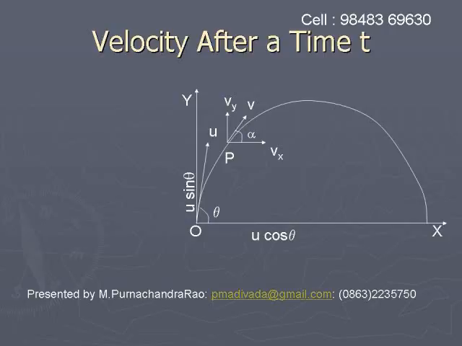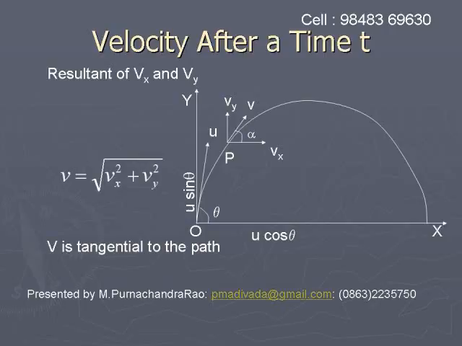Velocity after a time t from the time of projection. Velocity of the projectile after a time t is the resultant of two components. One is Vx, the other one is Vy. Vx is the horizontal velocity after a time t. Vy is the vertical component of velocity after a time t. And V is the resultant velocity. These velocities are shown in the figure. Vx is horizontal, Vy is vertical, and V is tangential to the curve.